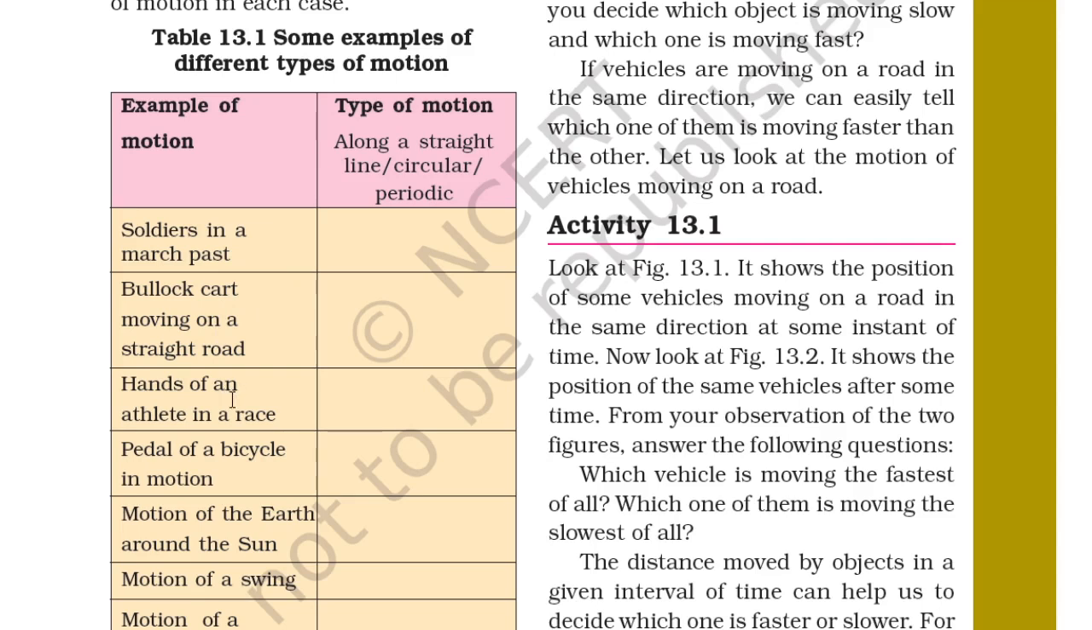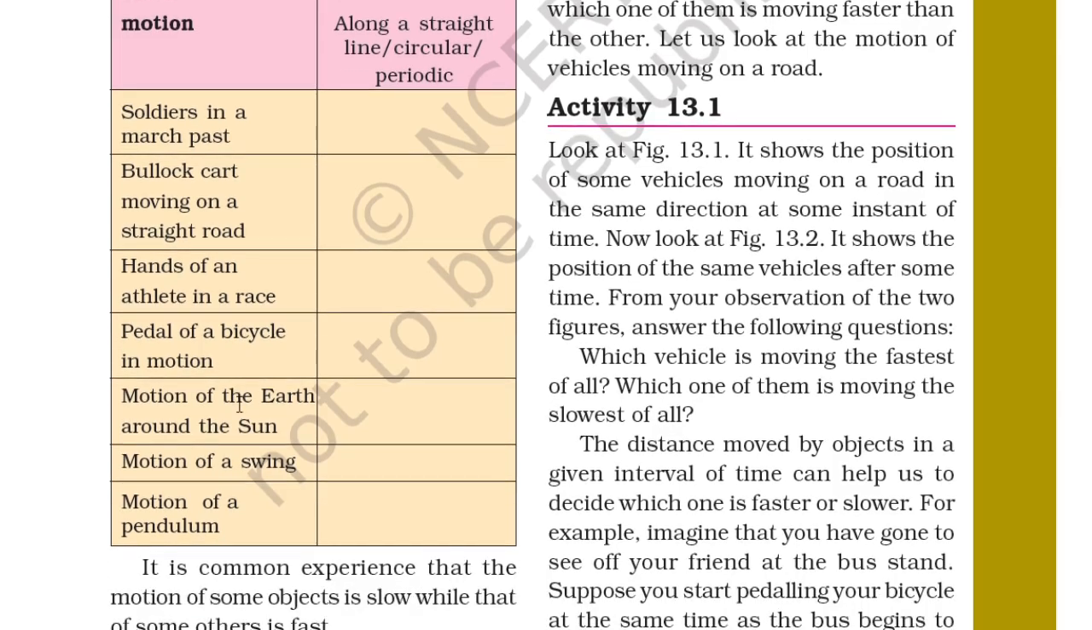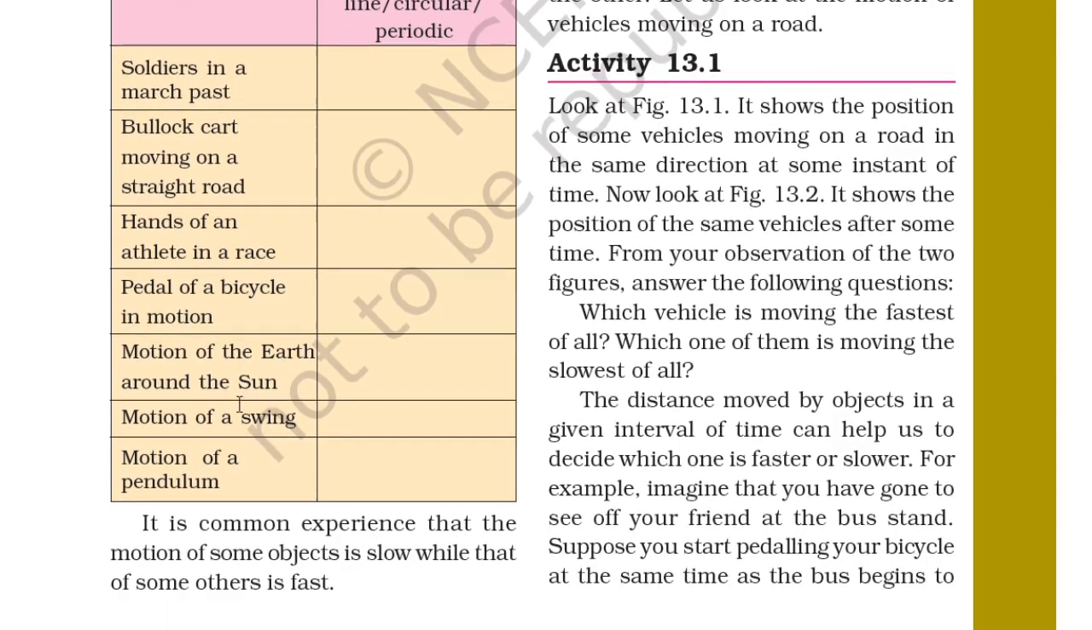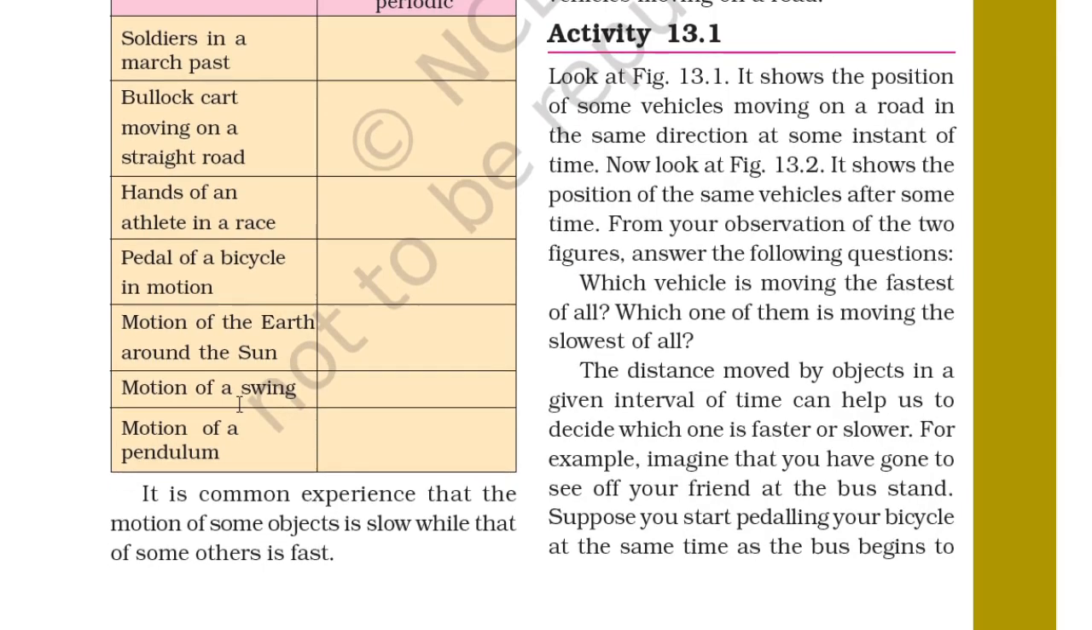Hands of an athlete in a race, so it is periodic. And pedal of a bicycle in motion, so it is circular motion. Motion of the earth around the sun is also circular motion. Motion of a swing is a periodic motion, and motion of a pendulum is also a periodic motion.